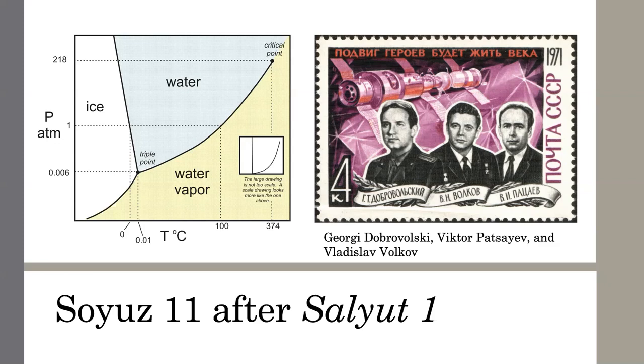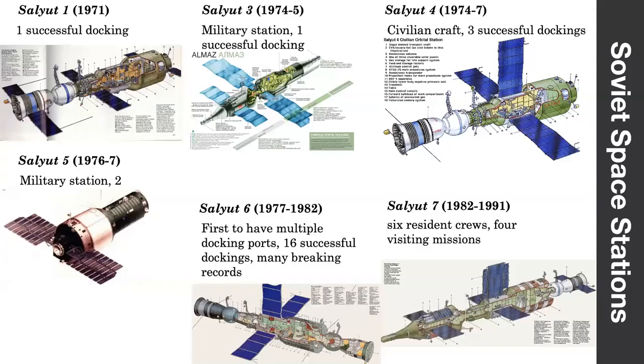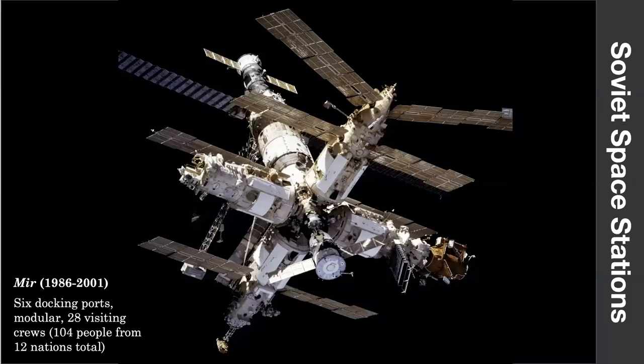Salyut 1 did not have a second docking mission, and so it crashed. Salyut 2 failed. Salyut 3 was a military station with 1 successful docking. Salyut 4 was a civilian craft, docked 3 times. They tried again with 5 and 6 and 7. Finally, they launched Mir, which was by far the most successful one. It was only retired when the International Space Station was launched, which we'll talk about later.